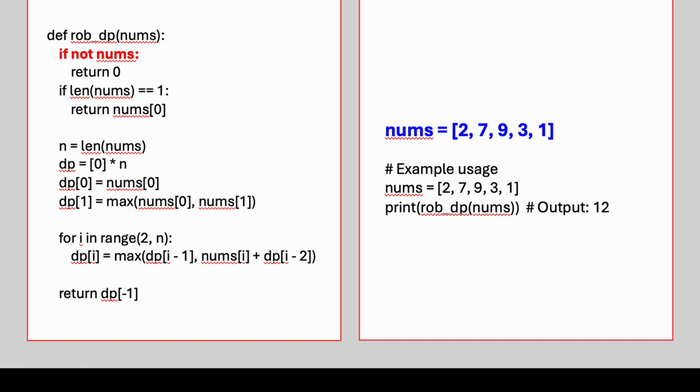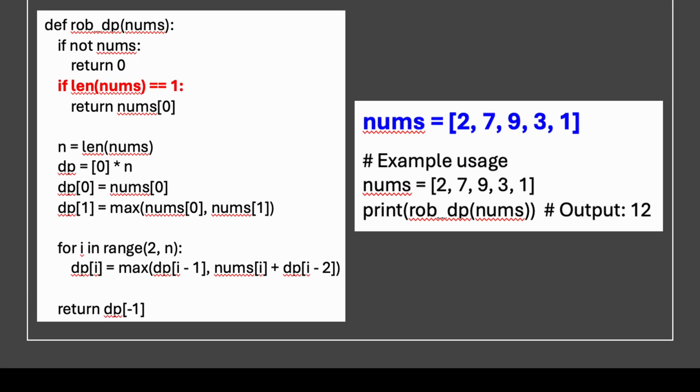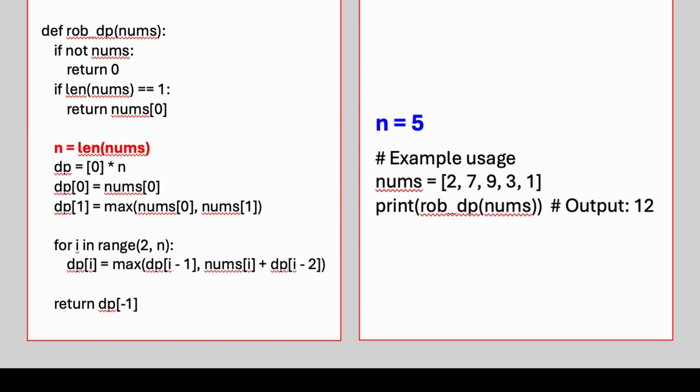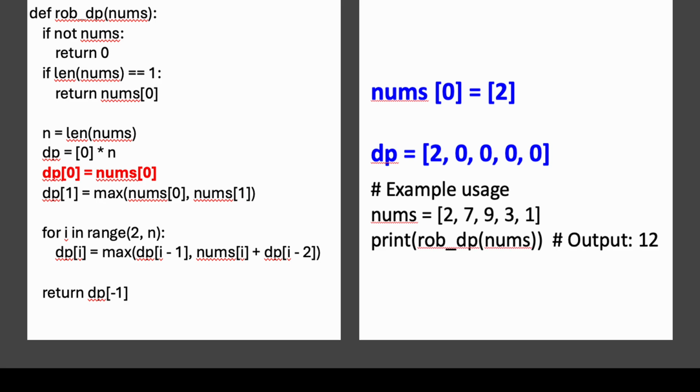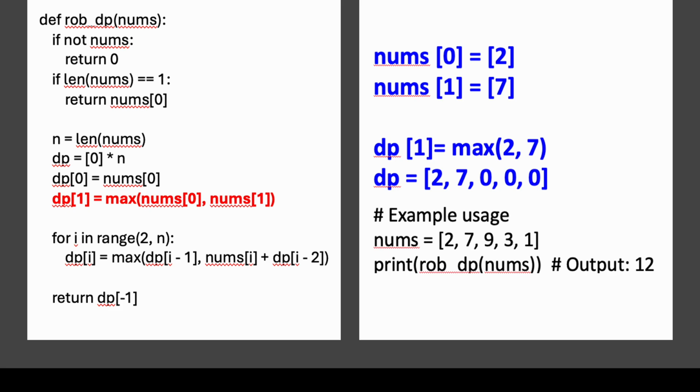So here, as mentioned, if the nums array is empty, we're going to return 0. Otherwise, we're going to move on. If we only have one house, we're going to rob that one house. Now we're going to initialize n with how many houses there are. Then we are going to create an array to include the houses, how many houses we have. So this way you have the same size for DP as the nums array. And now we're going to initialize the first house in DP. And now we're also going to initialize the second house in DP, and we're going to choose between the two.